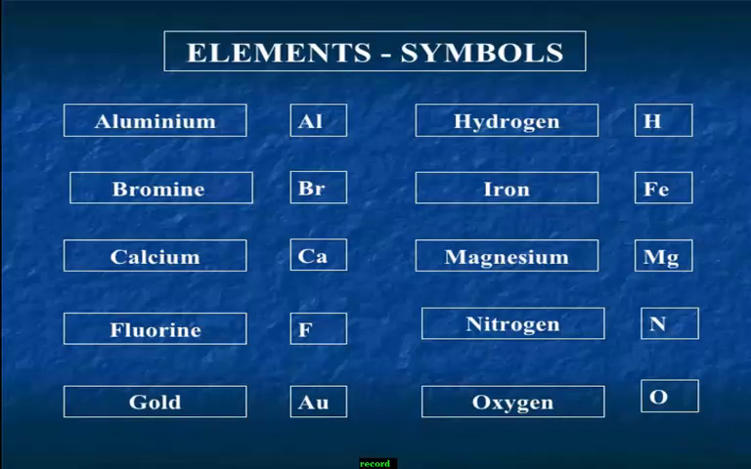Yes, students, remember, here I take some elements with symbols. Aluminium, its symbol is Al, bromine Br, calcium Ca, fluorine F, gold Au, hydrogen H, iron Fe, magnesium Mg, nitrogen N, oxygen O.